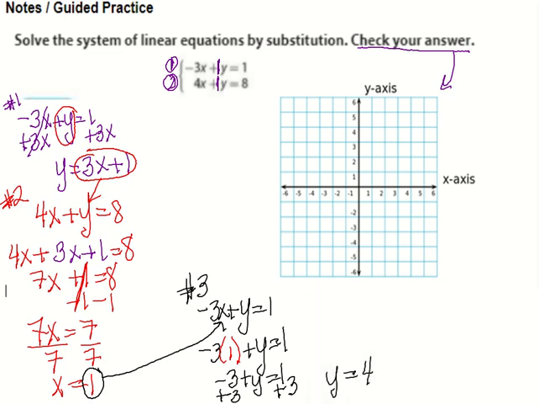Oop, sorry about that. So I have x equals 1, I have y equals 4. My solution, okay, let me pick another color. The solution is (1, 4).